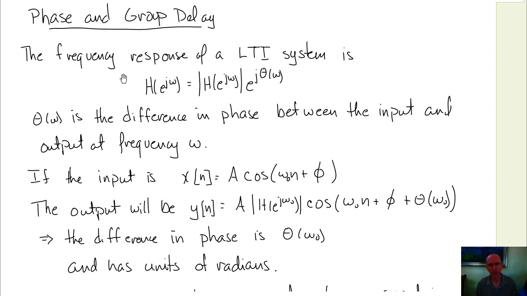Now, as I mentioned, the frequency response is H of e to the j omega. We can write it as magnitude and phase. And of course, what we write as theta of omega is going to be the difference in phase between the input and output. It tells us how much delay there is between a signal when it enters and when it goes through the filter.